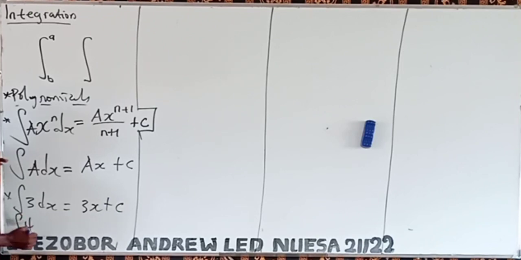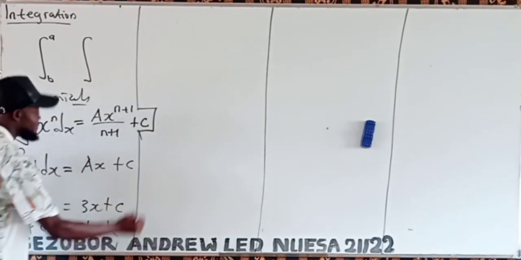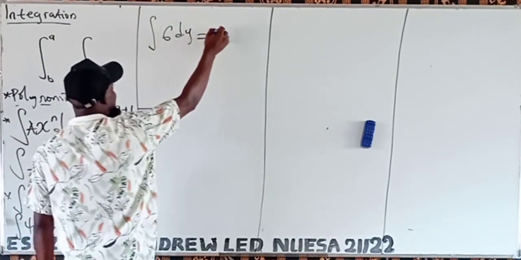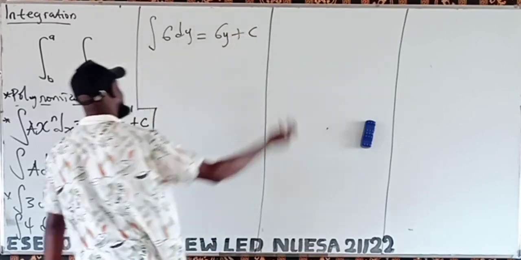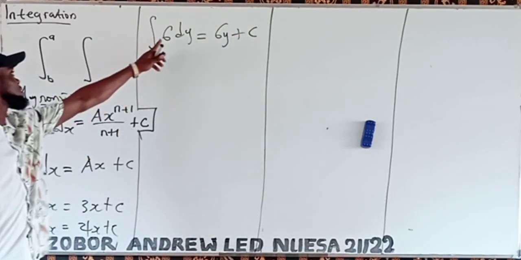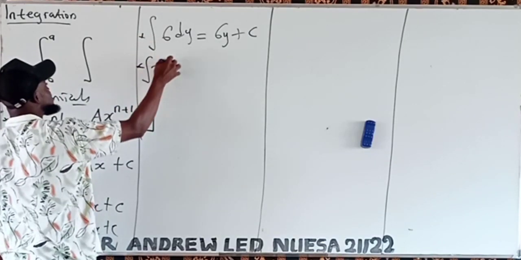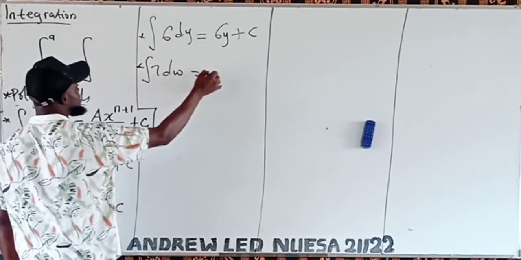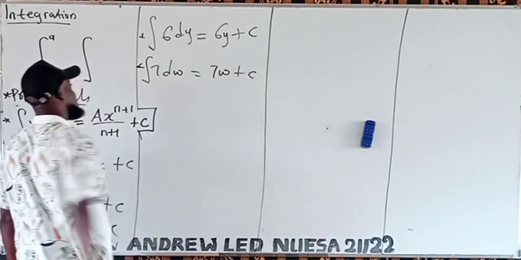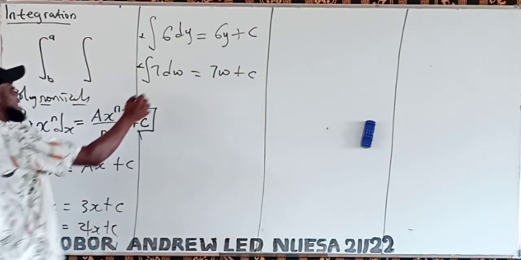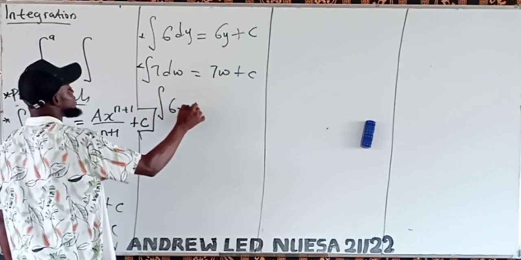Let's integrate 4 dx. What will be this? That will be 4x plus c. If I say integrate 6 dy, with respect to y, that will be 6y plus c. That's what I'm trying to say. If I say integrate 7 dw, that will be 7 times w, 7w plus c. So if you do the constant, what is going to multiply here?